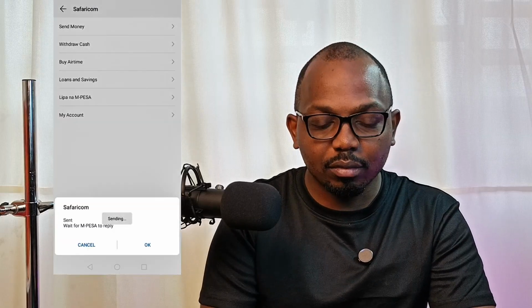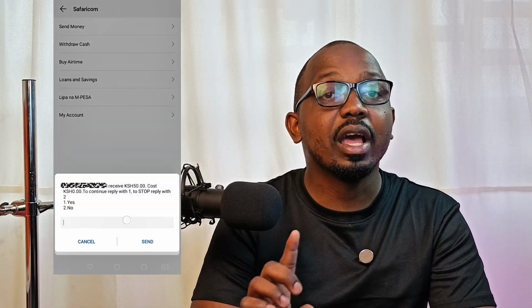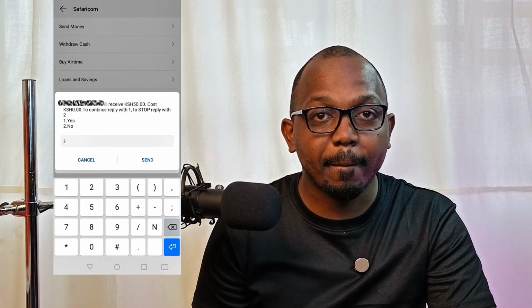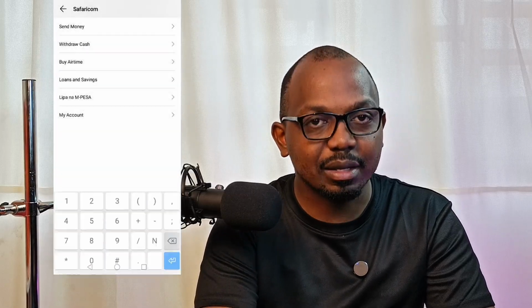Now, let's assume you have input the wrong details. M-Pesa has devised a way in which, before that transaction goes through, there's a Hakikisha pop-up that comes immediately after you have input your M-Pesa PIN. For example, Daniel Mwangi will receive X amount of money at the cost of, let's say, 7 shillings. Do you agree we proceed with this transaction? Either 1, yes, or 2, no. You input 2 and then reply.